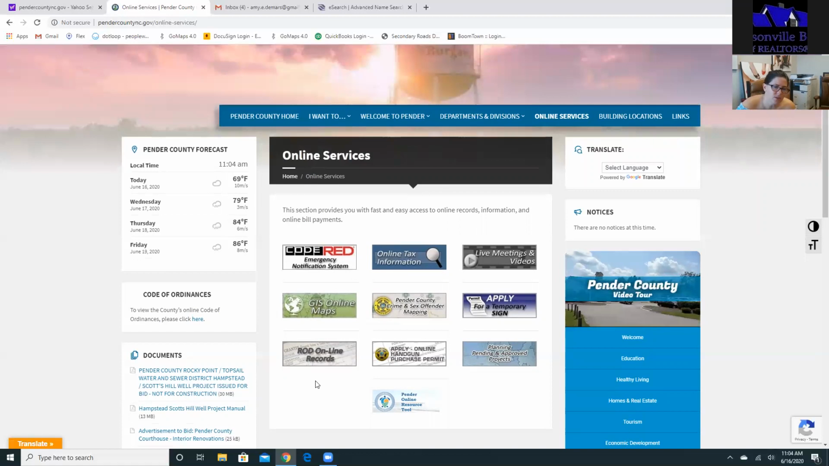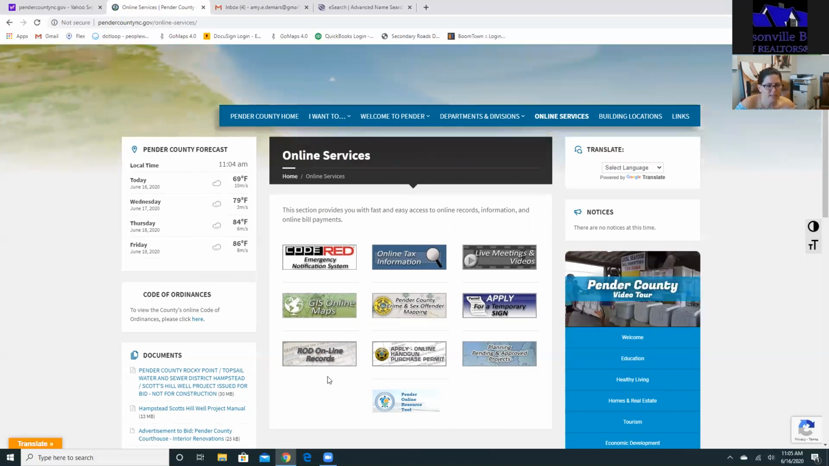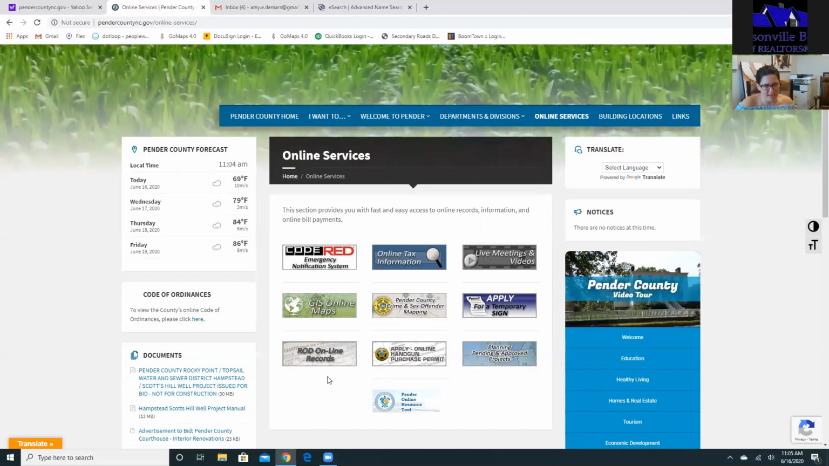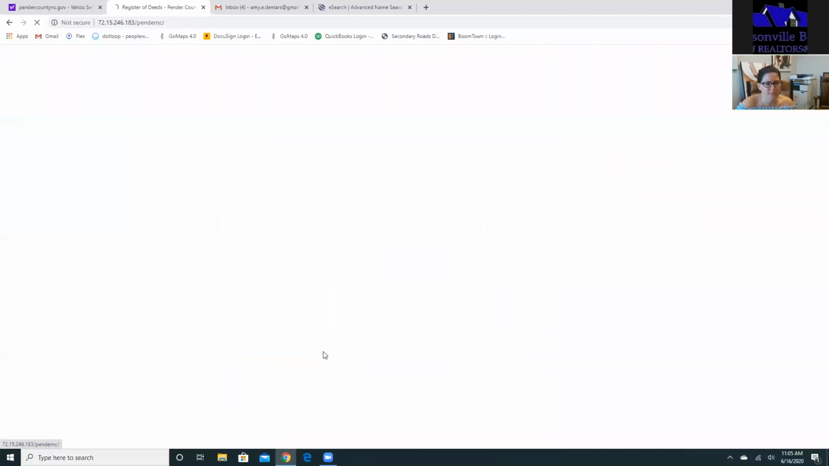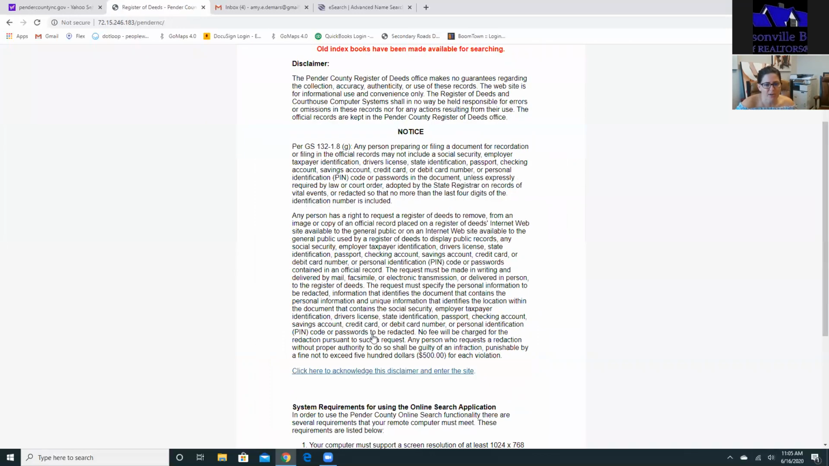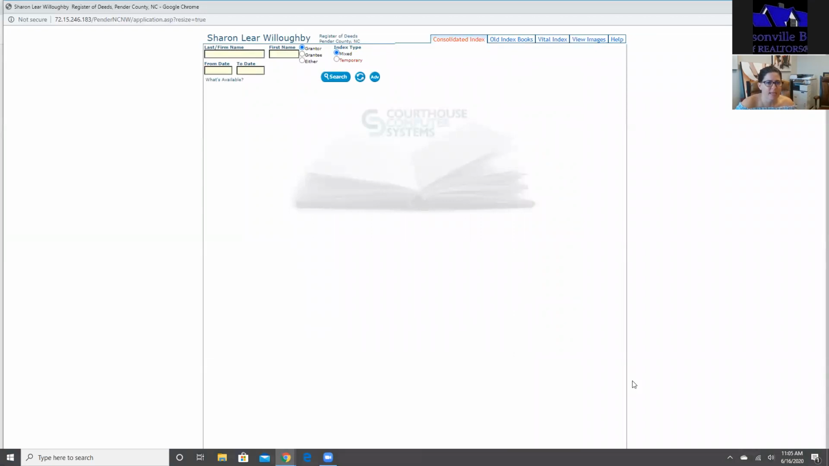Pender County works a little bit differently than Onslow County does. The GIS and Register of Deeds are connected in some ways, but again, it's not as easy and not as connected as the Onslow County site. But since we're talking about restrictive covenants, we're going to go to the Register of Deeds site. You'll have to go down here, same as on the other one. You need to acknowledge disclaimers and everything. And now you're in their Register of Deeds site.